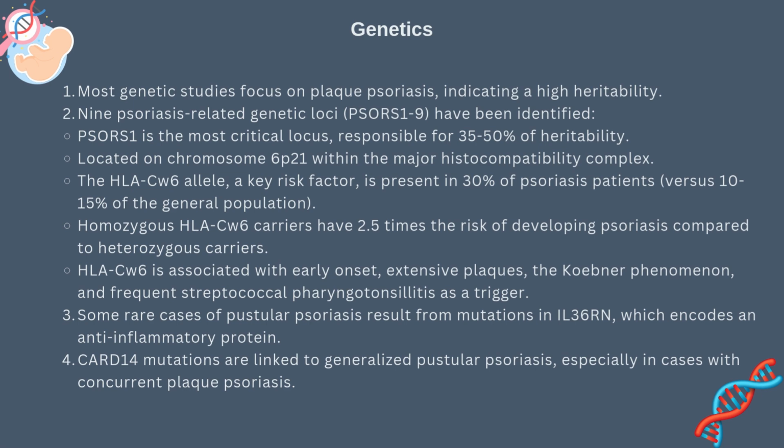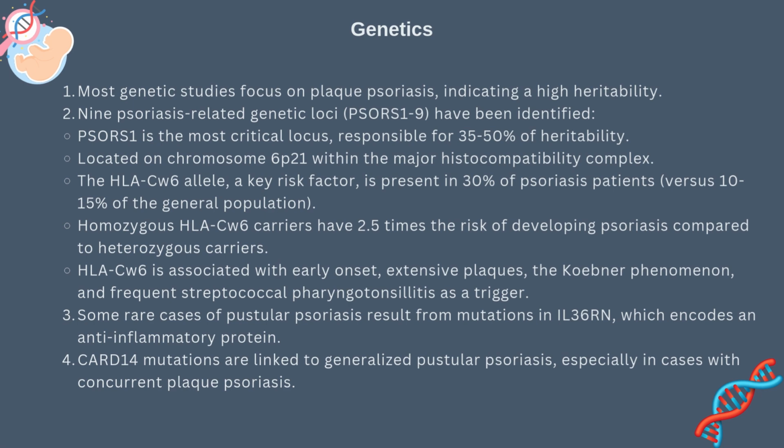Nine psoriasis-related genetic loci, SORS1-9, have been identified. SORS1 is the most critical locus, responsible for 35 to 50% of heritability, located on chromosome 6p21 within the major histocompatibility complex. The HLA-CW6 allele, a key risk factor, is present in 30% of psoriasis patients, versus 10 to 15% of the general population. The homozygous HLA-CW6 carriers have 2.5 times the risk of developing psoriasis compared to heterozygous carriers.